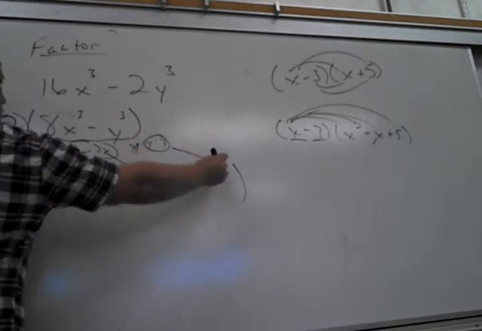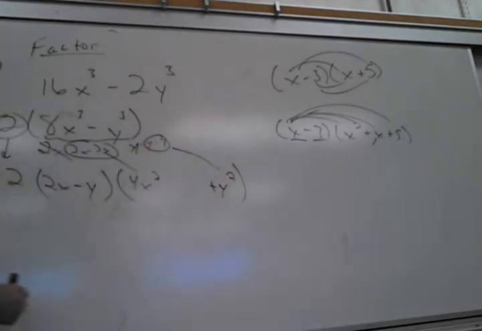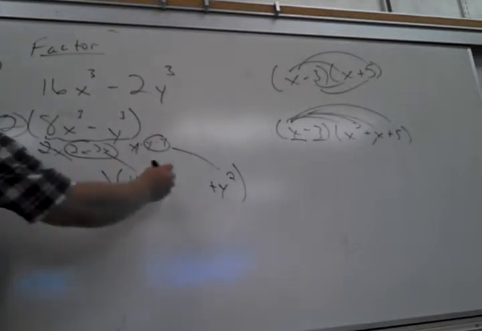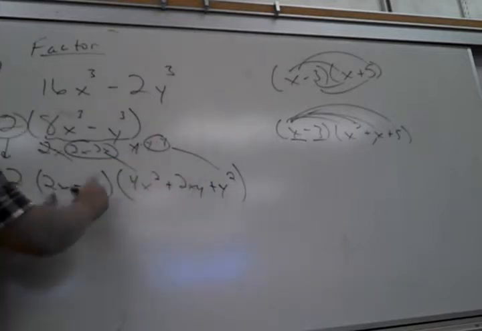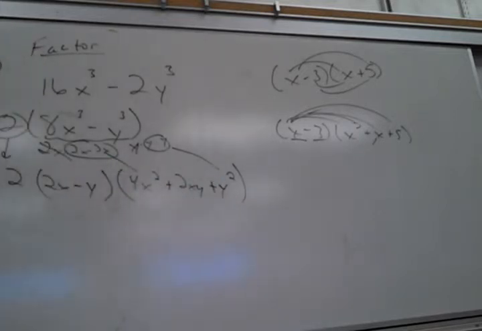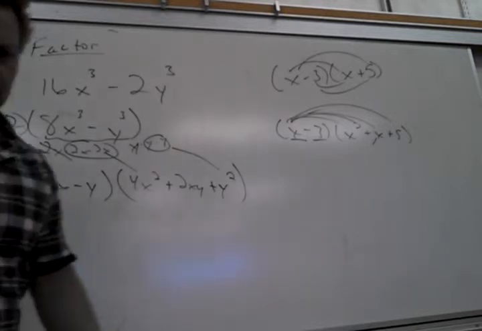4x squared, y squared at the end. And then the middle term is going to be plus 2xy. Good. Positive, the opposite sign so it can cancel. 2xy. Just product. One of each, two of each, product in the middle. There you go. Okay, so that's cubes. It's normally one of the worst factoring forms for most people.